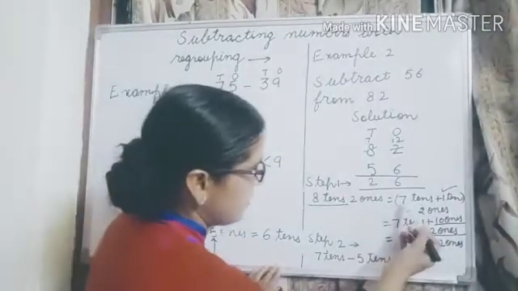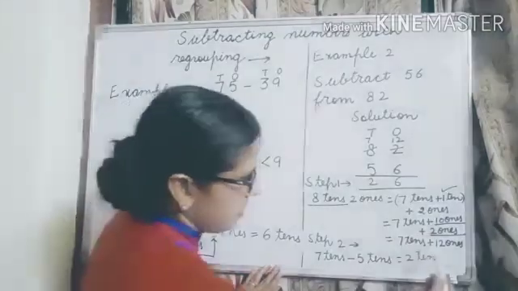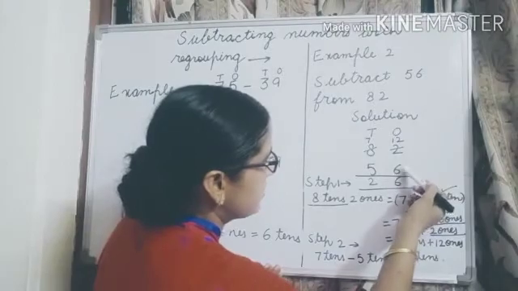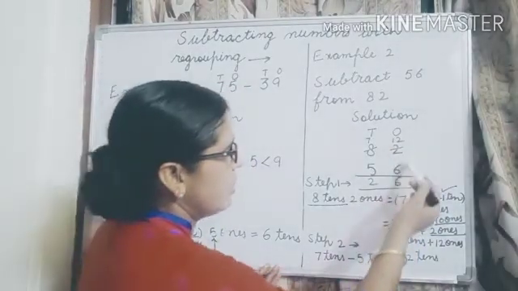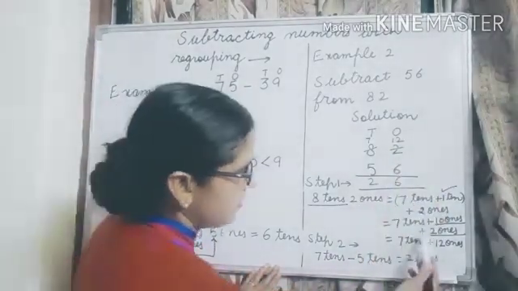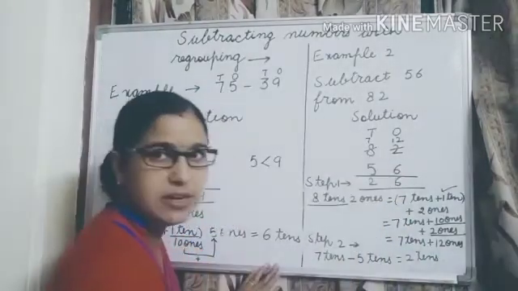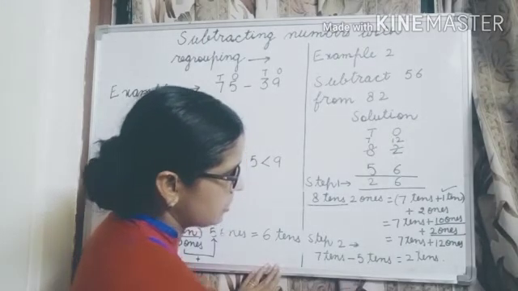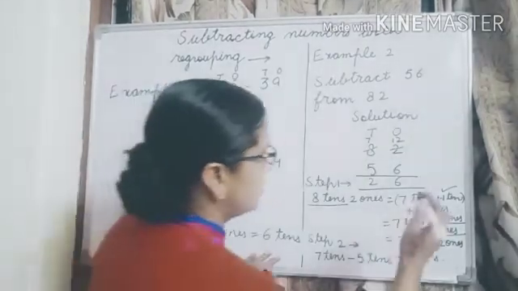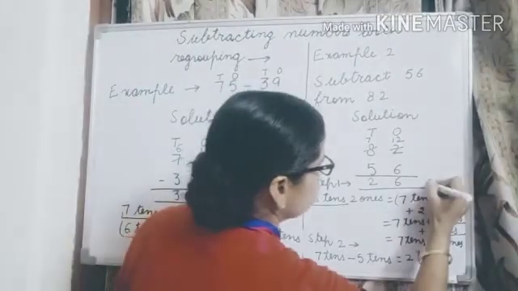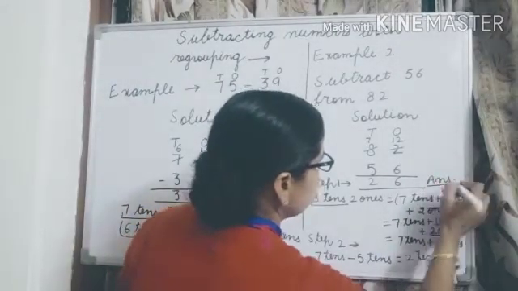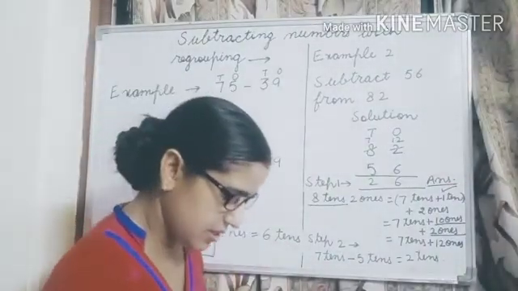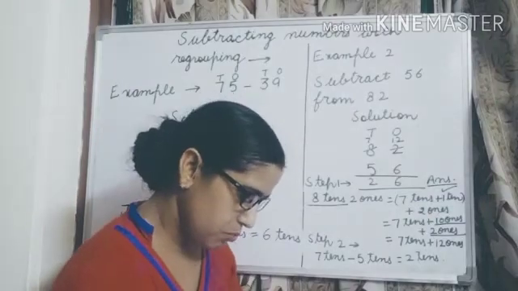And in this one what is left? 7 tens. Now you can see this is 12 ones. From this 12 ones we can subtract 6 ones. Then 12 minus 6 is 6. And now what is left here? 7 tens. Now step number 2. 7 tens minus 5 tens is equal to 2 tens. 26 is our answer. This is our required answer. Now I think everyone has understood how we do the borrow sums.